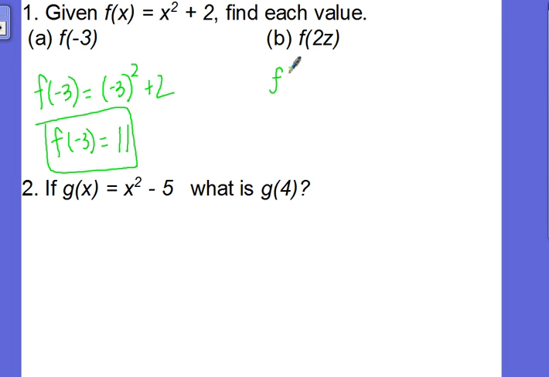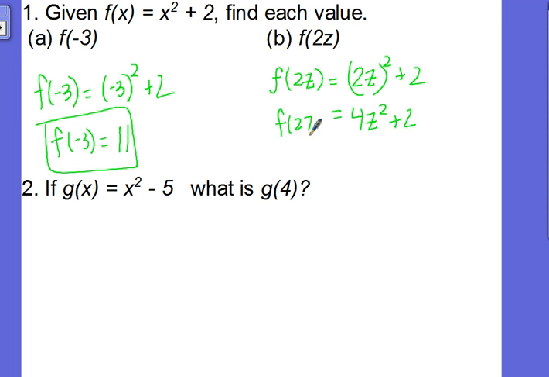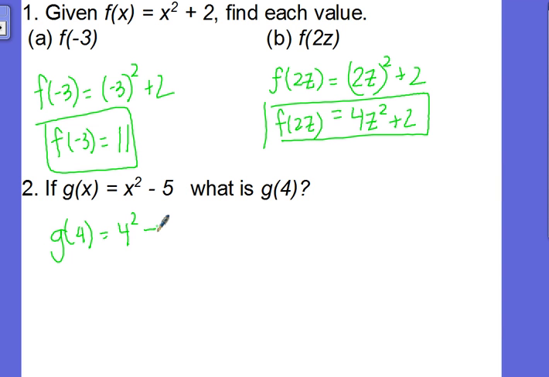Evaluating my function at 2z, all I'm doing is plugging in 2z instead of x. 2z squared, remember I'm squaring the 2 and I'm squaring the z. And in this case, those are not like terms, so that's as far as I can go. Lastly, on this page, I'm going to plug in 4. 16 minus 5 is 9.